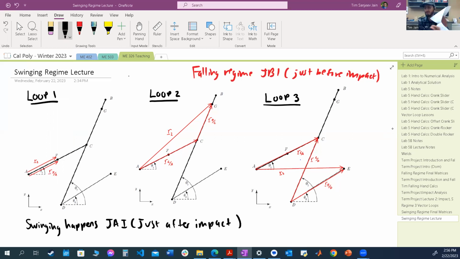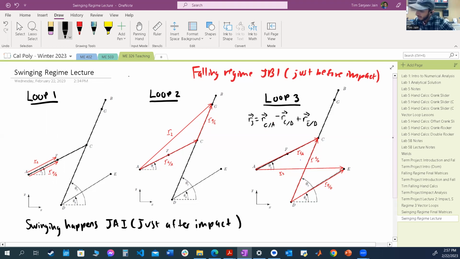Loop 3, due to force transmissibility or vector transmissibility and the parallelogram law, the equation for loop 3 is actually going to be R3 equals R of C relative to A minus R of C relative to D plus R of E relative to D. So think of a similar approach with these three vector loops: it's going from the impact point, which is your fixed point of rotation, and these vectors are drawn to the center of mass of each link.